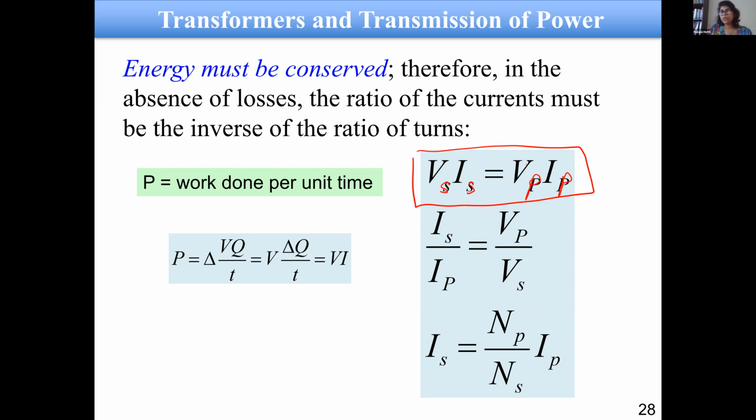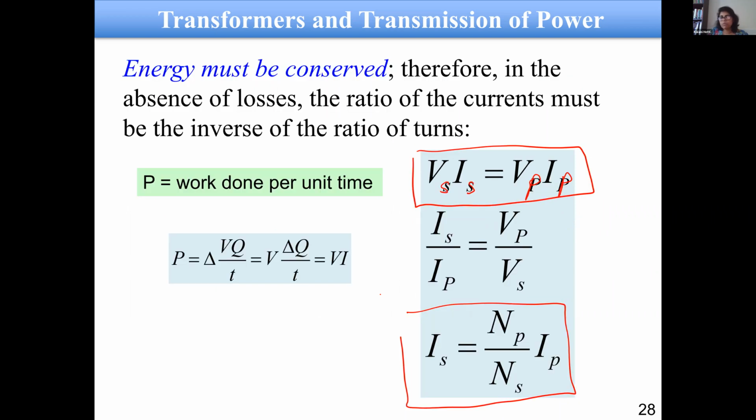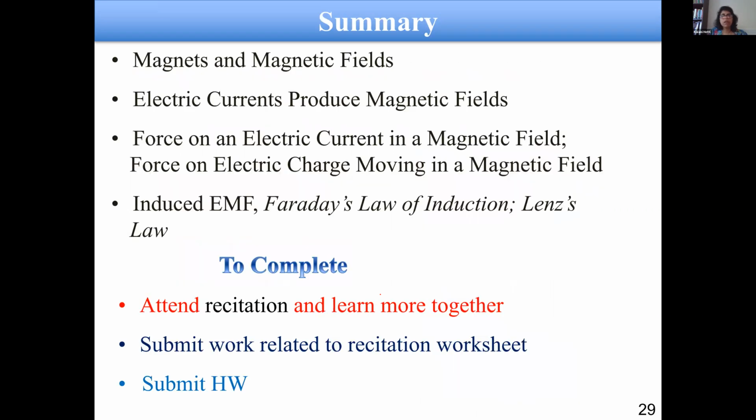So finally, the important thing is that your IS over IP ratio is not similar to the voltage ratio; it is the opposite. Right? IS over IP equals NP over NS. The voltage ratio was equal to NS over NP. Okay, go back here: VS over VP equals NS over NP, and here I have NP over NS. Okay, keep those in mind.